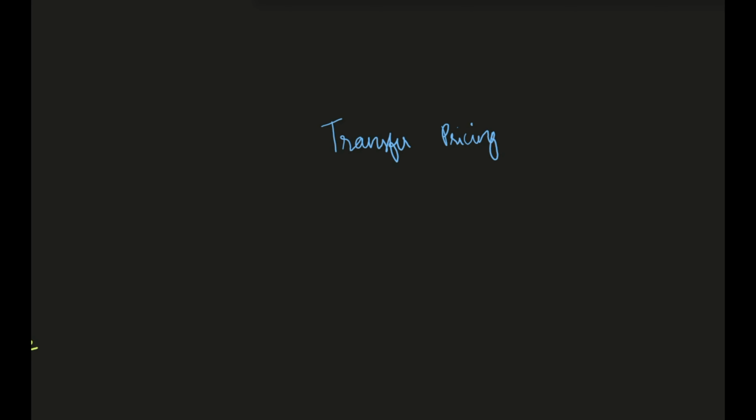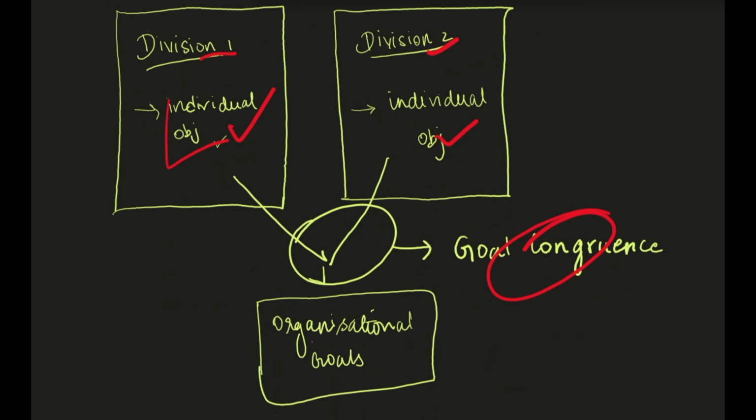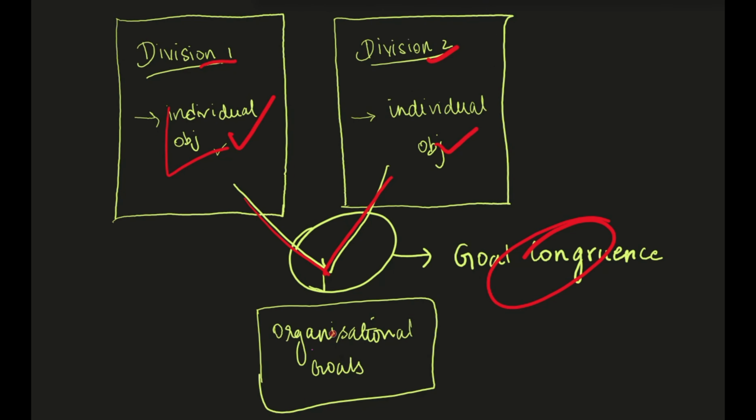Transfer pricing. This is another easy and very important chapter. So the first concept we have is goal congruence. When there are two divisions in a particular company, each will definitely have individual objectives, and they will work towards the organization goals also. When these individual objectives align together to complete their organizational goals, that is what is called goal congruence.